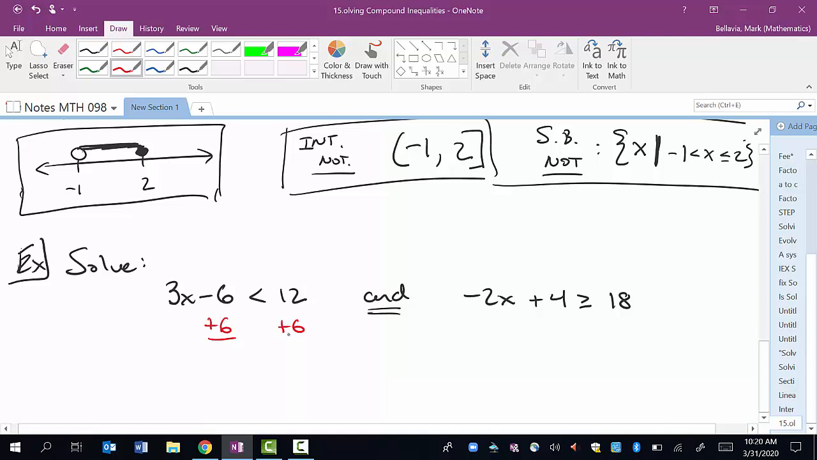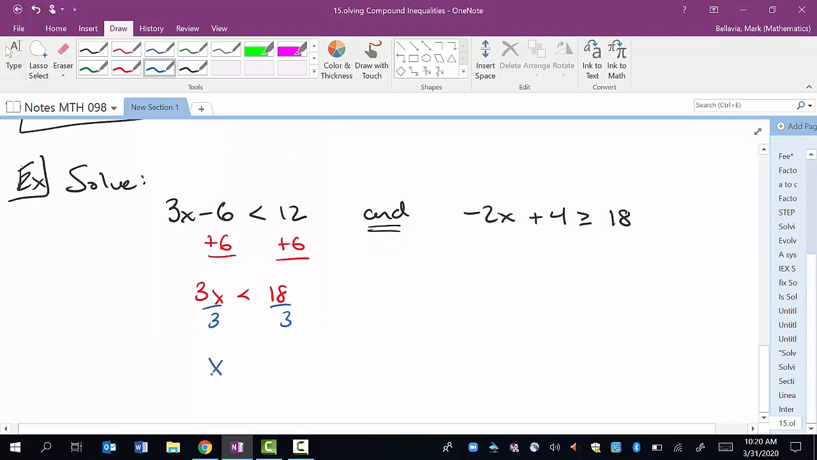First I want to add 6 to each side to isolate the x term. I have 3x is less than 12 plus 6 is 18. And then solving this, I'll divide by 3 to each side, and I end up with x is less than 6. Now remember, that's the first part of the solution. And remember, we're using and, make sure you have that word there.